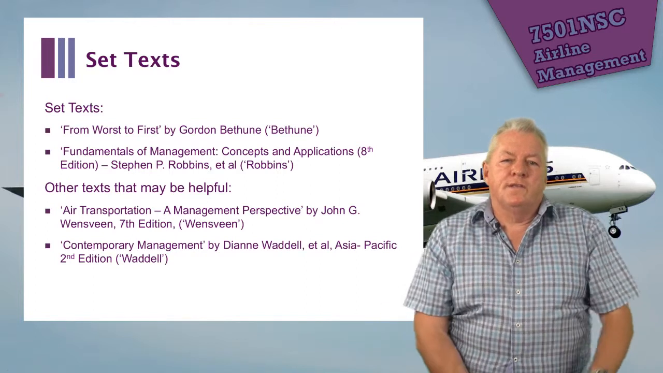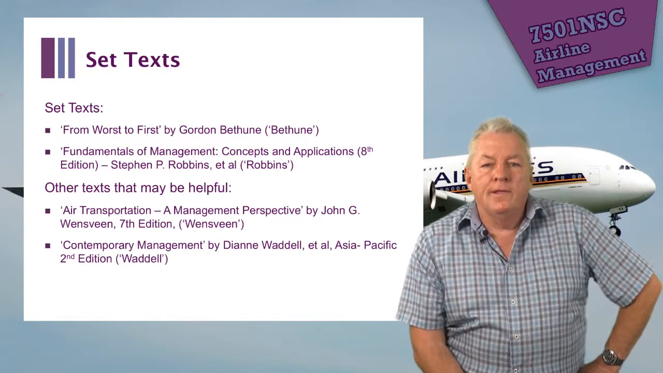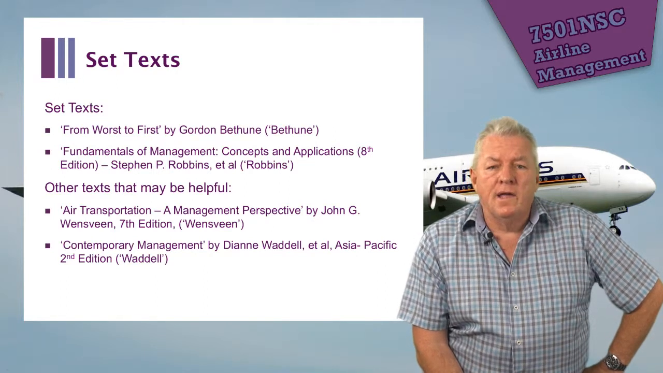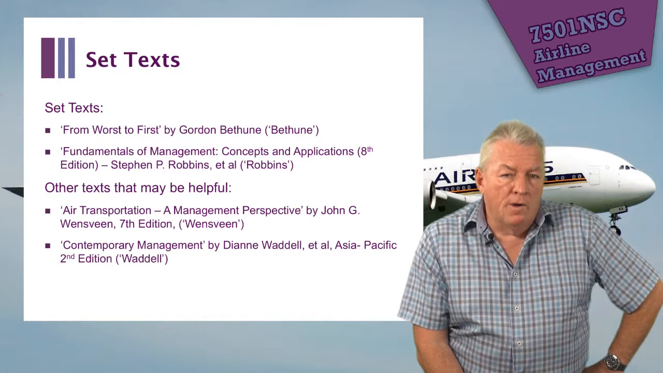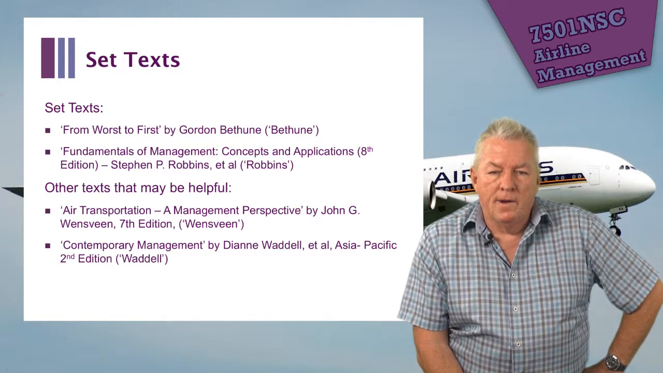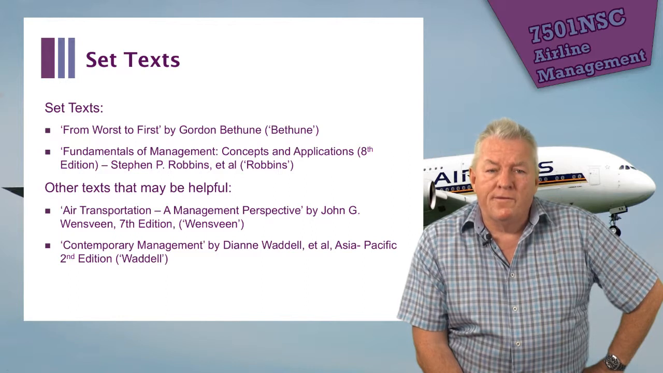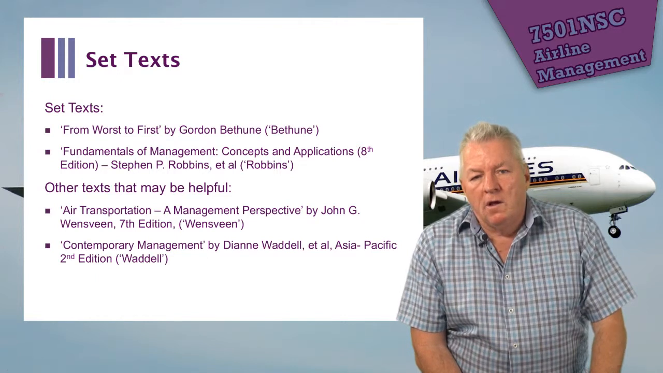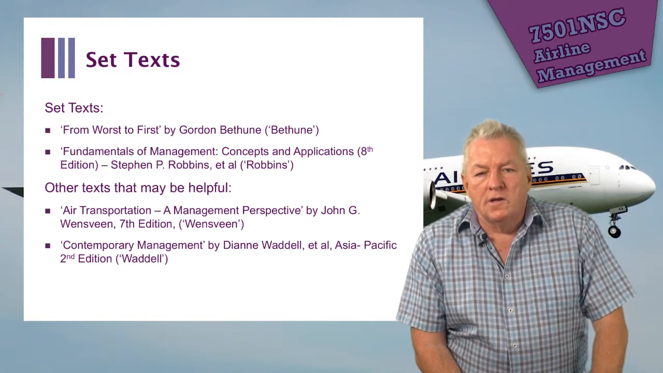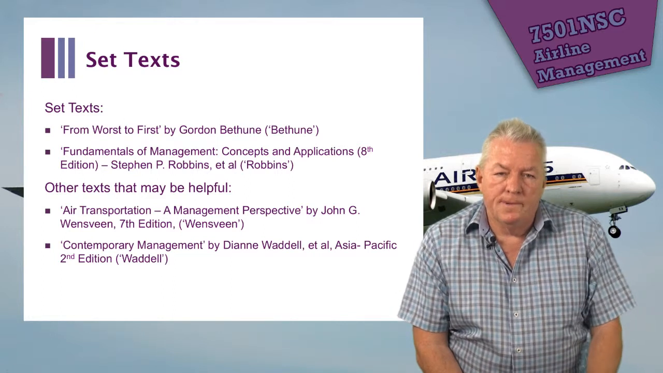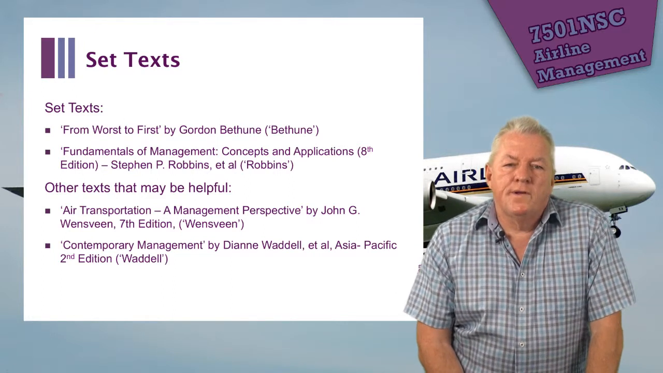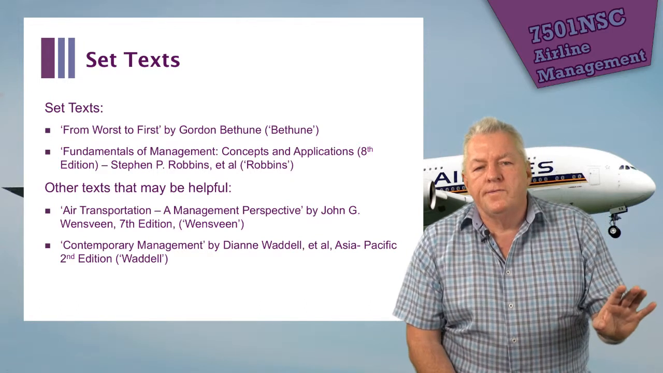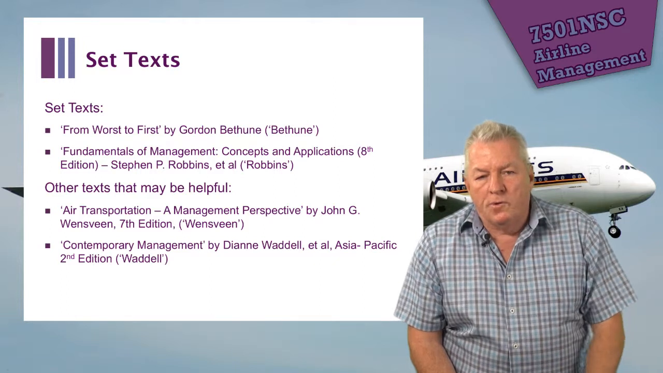Let's have a quick look at the set text. The first one is Worst to First. This is by Gordon Bethune, and it's about the recovery of Continental Airlines from bankruptcy almost the third time back to profitability. It's now a part of another airline, but the book provides an excellent explanation of managing an organisation that is suffering commercially. The other one is Robbins' Fundamentals of Management, Concepts and Application, 8th edition. Now there's all sorts of different versions of Robbins' books around.